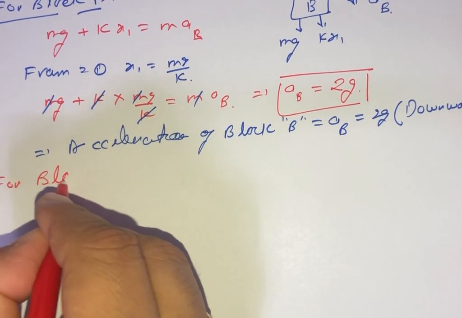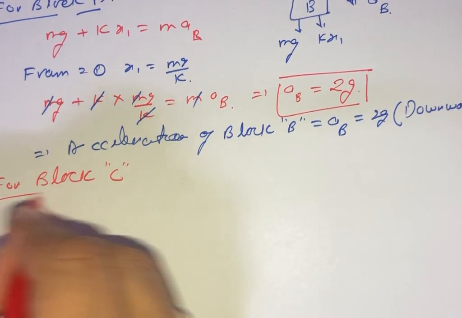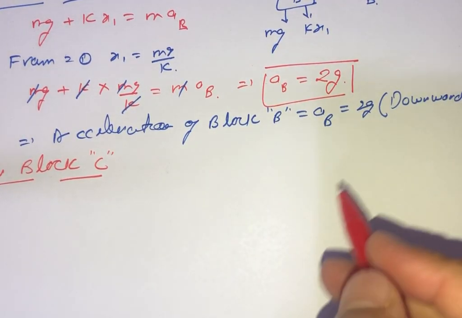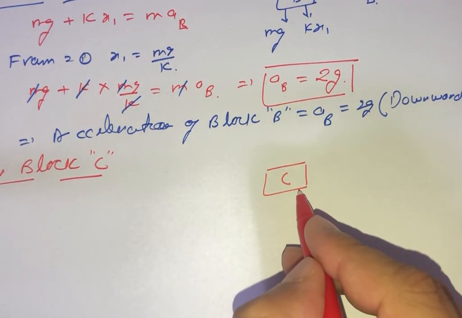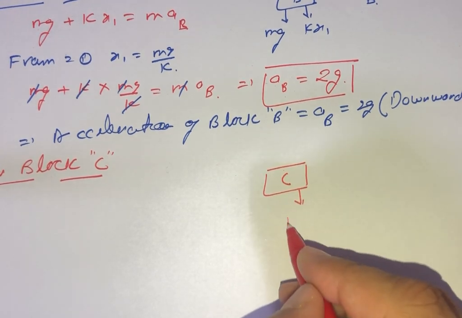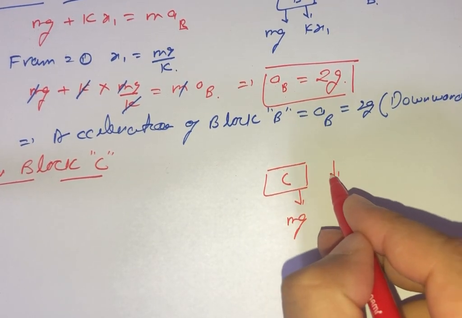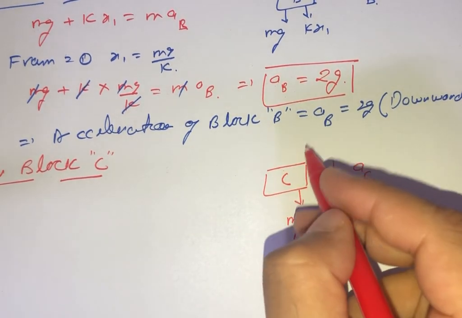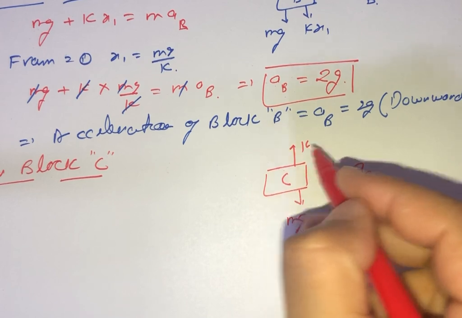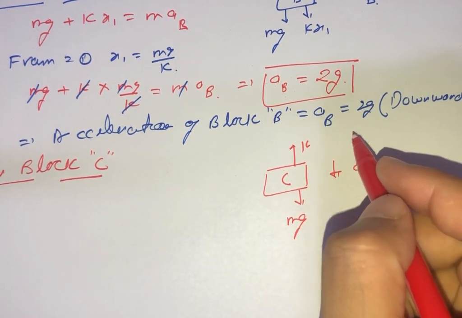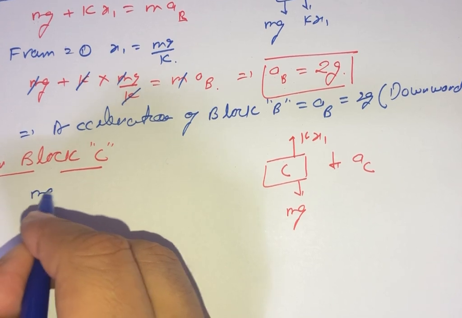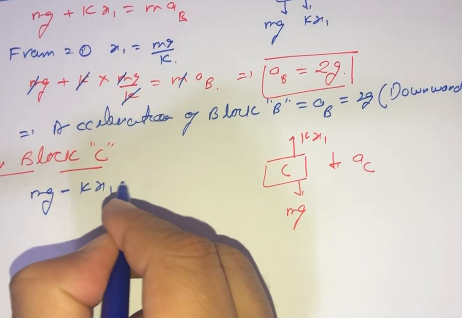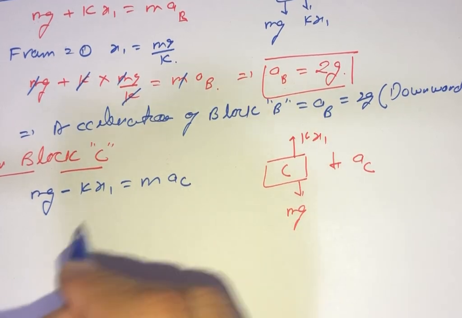For block C, we can draw the block C like this. This is our C. We are going to have mg in the downward direction. Let us say the acceleration is given as AC, and the spring constant is k, with extension x1. So we can write the equation as mg minus kx1 is equal to m into AC.